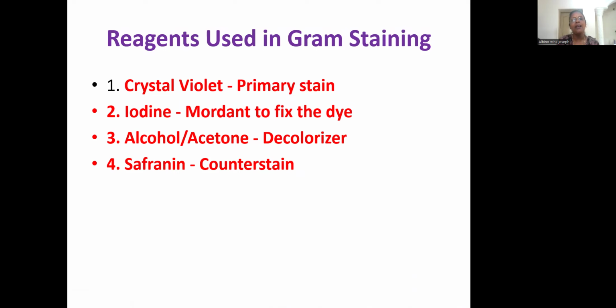Third one is alcohol or acetone. It acts as a decolorizer. And this is the crucial differentiation step in gram staining. That is, if you add too much alcohol or too little alcohol, that will lead to a false result. And the final one is safranin, which acts as a counter stain and makes the gram-negative bacteria visible under the microscope.